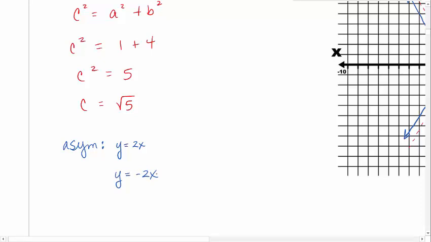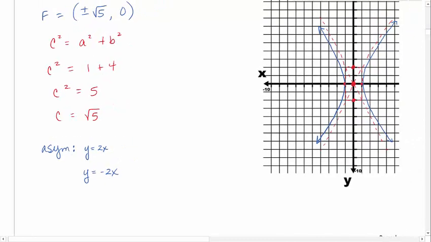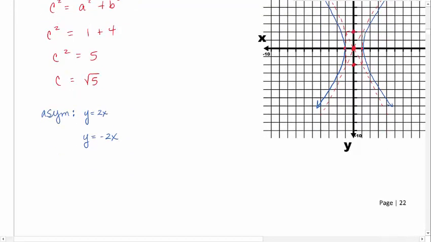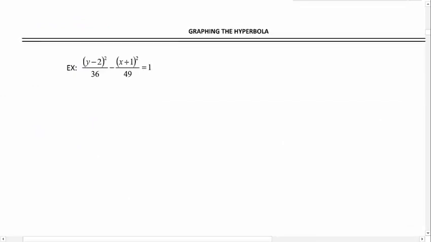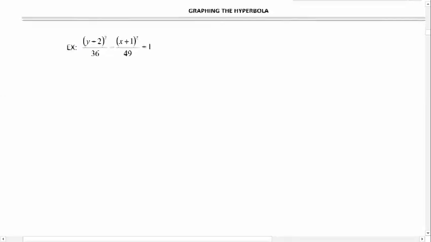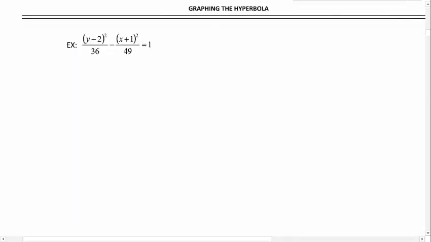Let's try another one. This time our center will be off of the origin. Let's graph (y - 2)² / 36 - (x + 1)² / 49. Well, the first thing I notice about this hyperbola is that the y is first, so that tells me that our hyperbola is going to open in the y direction, up and down.